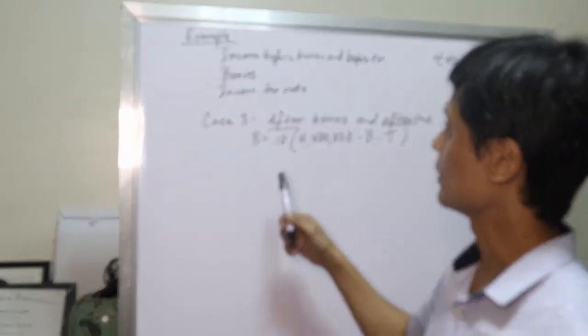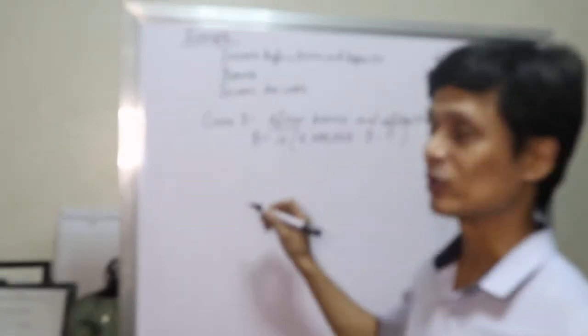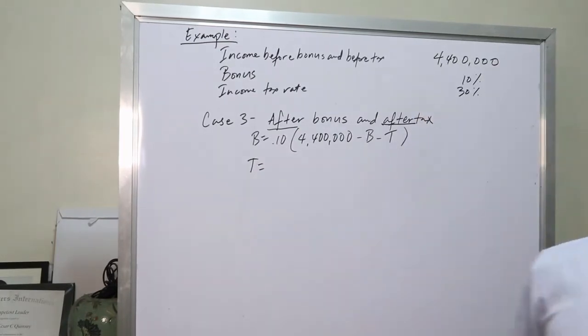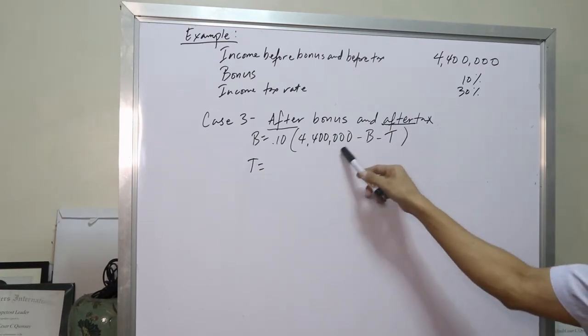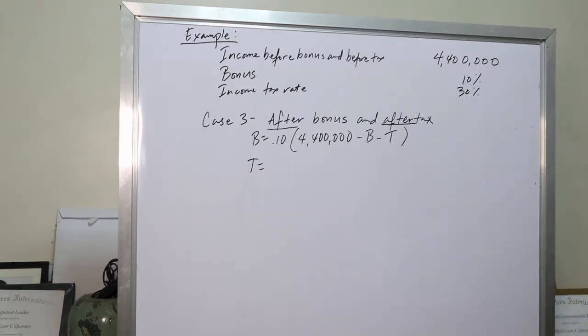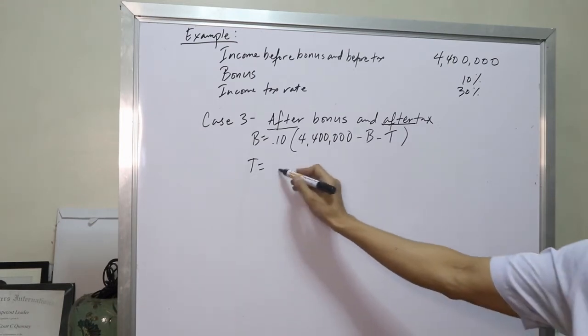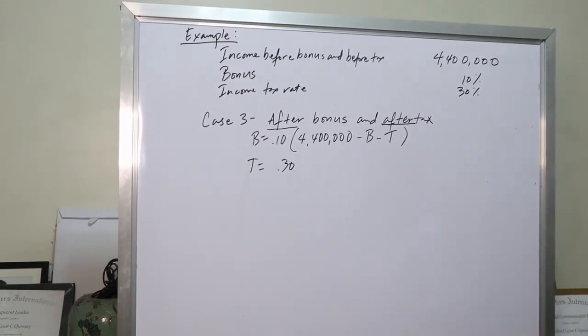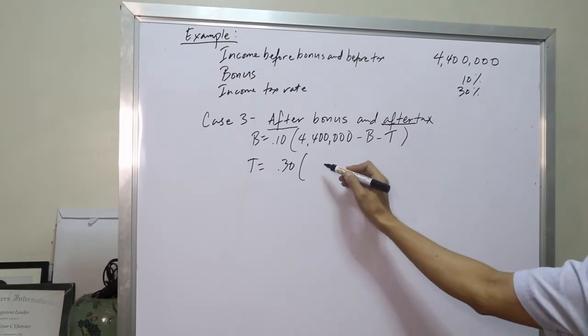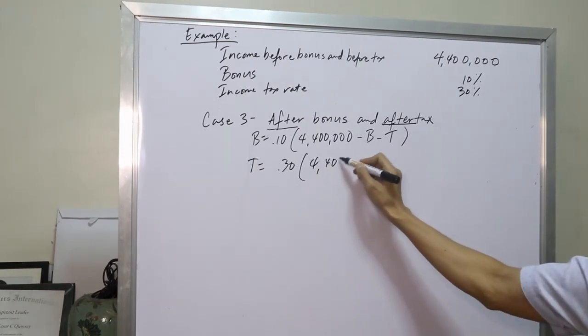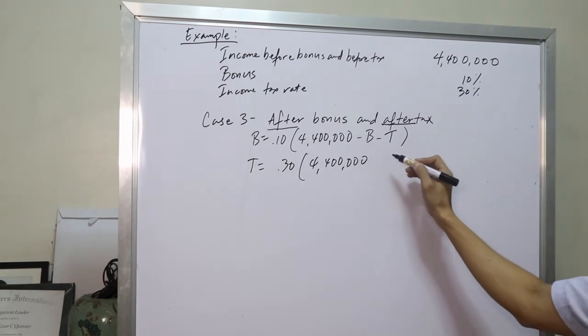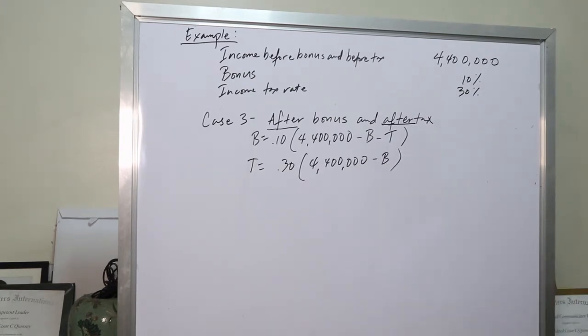So, ito naman ito. So, kukunin naman natin yung sa tax. Now, yung tax naman is based on, hindi rin, tatanggalin rin natin yung tax dito sa income na yan. So ito naman yung equation ng tax. So since 30% siya, so 0.3 times the quantity of 4,400,000 less B, less the bonus. Okay, so now we can compute now, no?